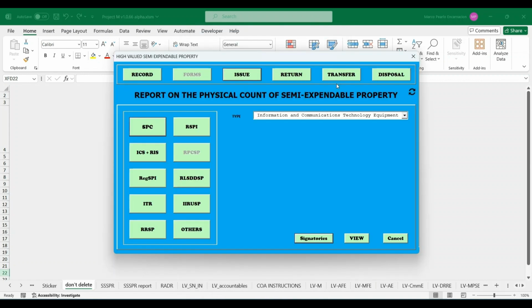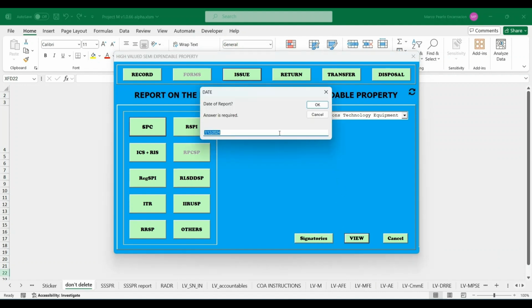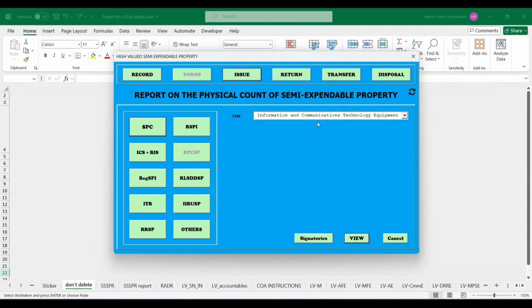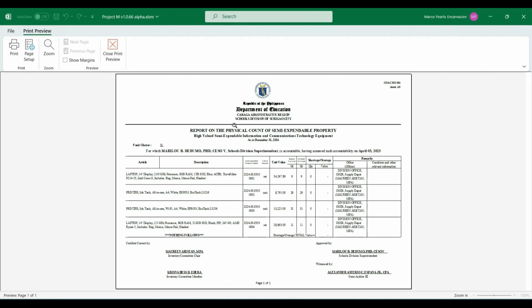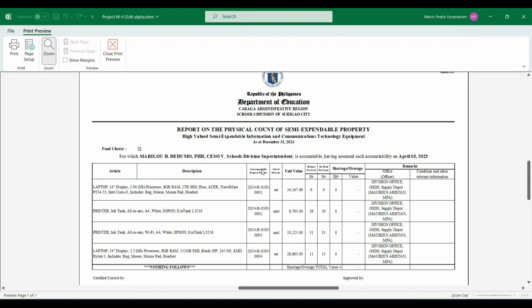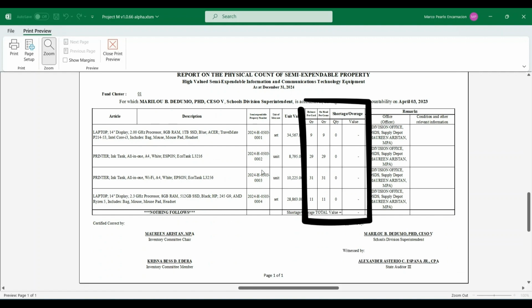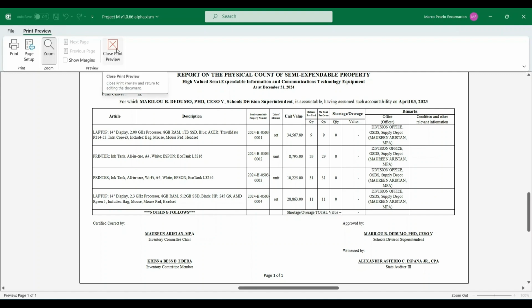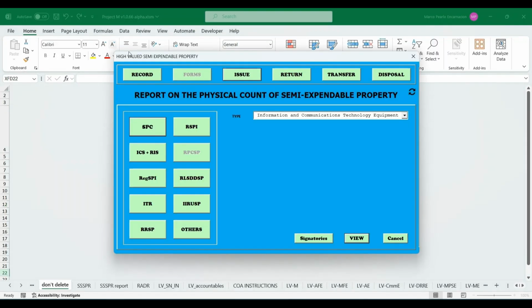After setting up the signatories, we can now proceed to the form itself. RPCSP is the form to be used to report the physical count of semi-expendable property, which are owned by the agency or entity, by type of property still in the custody of the Property and Supply Unit as at a given date. It shows the balance of semi-expendable items per card and per count, and shortage or overage if any. It shall be prepared annually and by fund by the Inventory Committee.